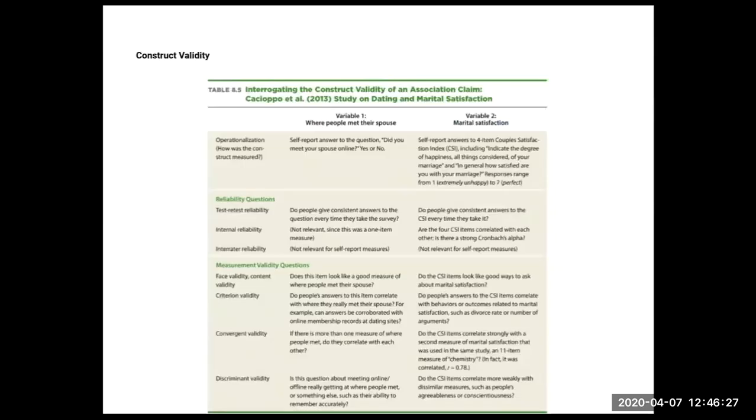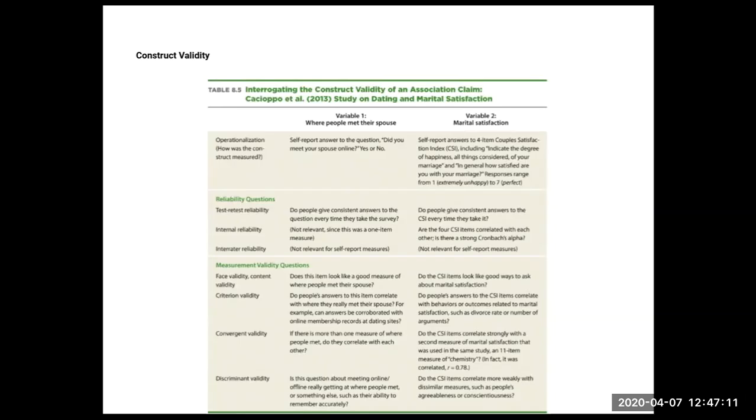Again, we go back to one of these tables, and we're looking at construct validity of association claims. This is the study on dating, online or offline, and marital satisfaction. Remember we talked about how we need to operationalize a variable. So we ask, how was the construct measured? In this case, pretty easy, self-report. Did you meet your spouse online or offline? Or in this case, did you meet your spouse online, yes or no? Seems to be the only real way to ask that question. So I don't think there's any problem with that. Marital satisfaction was variable 2, and it was again a self-report.